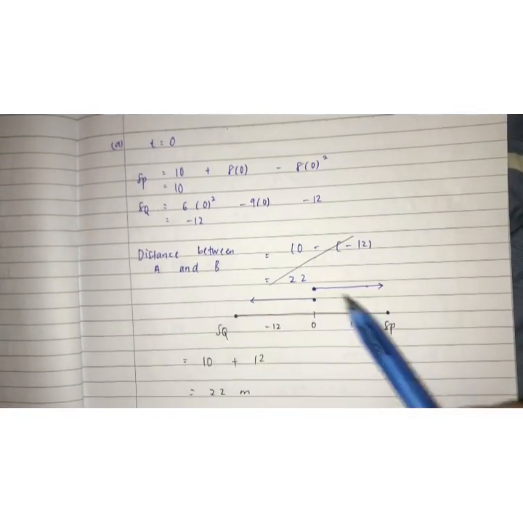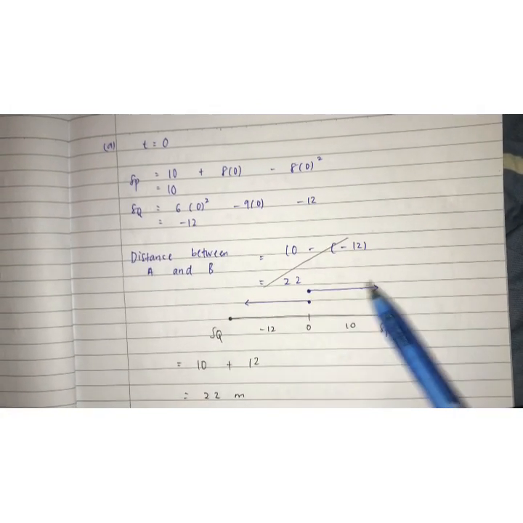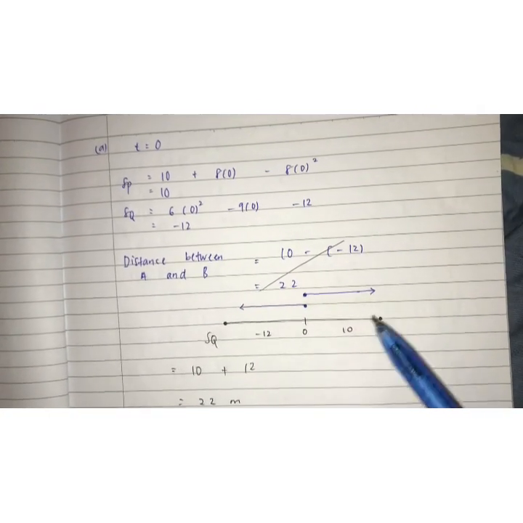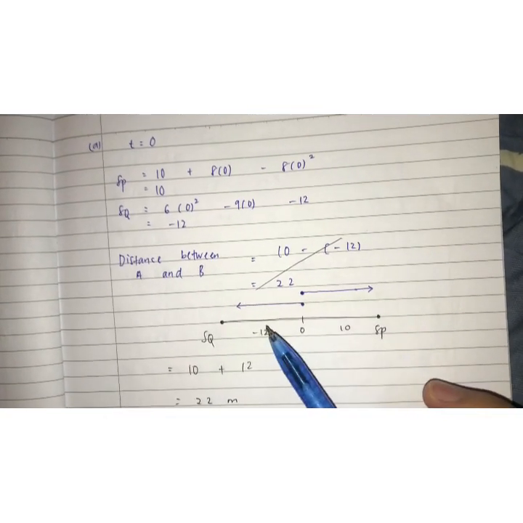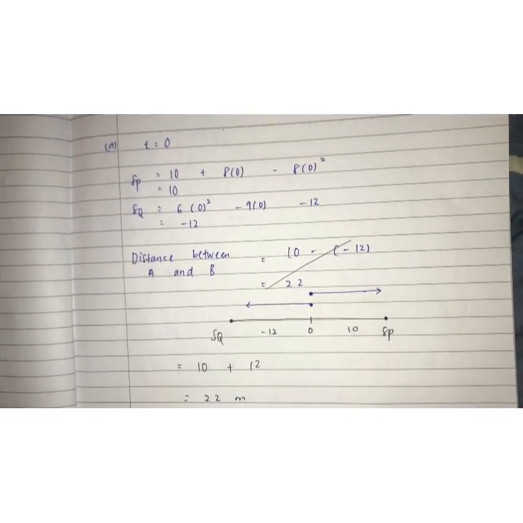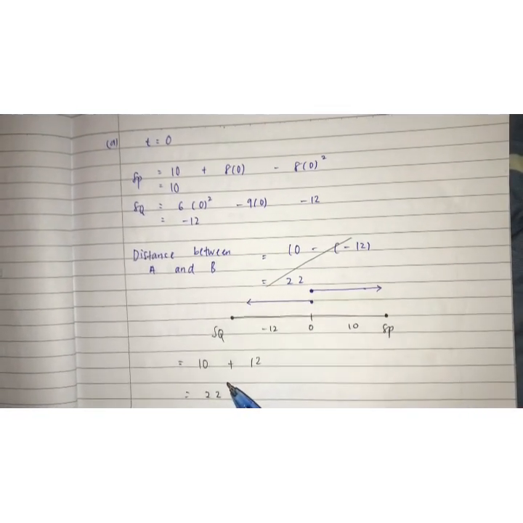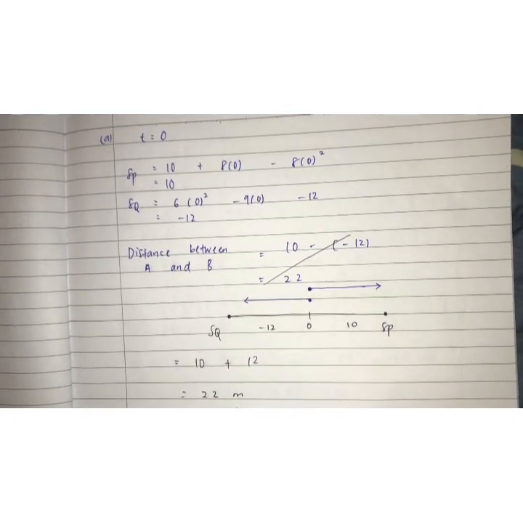Let me explain about this. If the particle moves to the right, which means it's positive, while if the particle is negative and moves to the left, it will become negative. To find the distance, we need to add both displacements. So we will get the distance between A and B is equal to 22 meters.